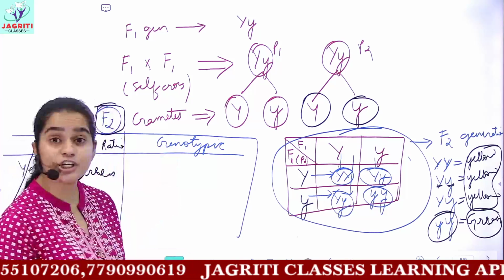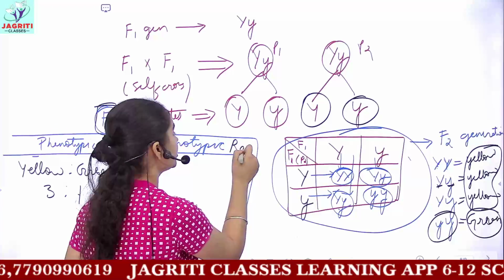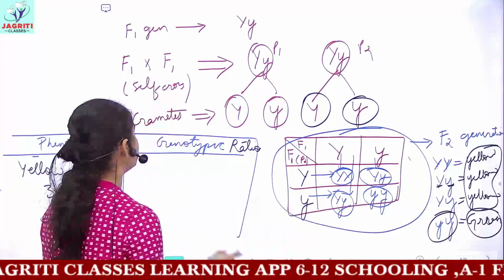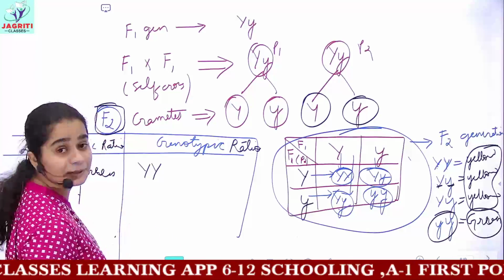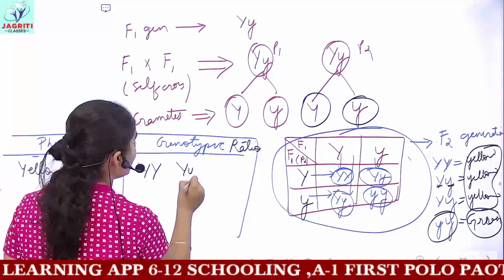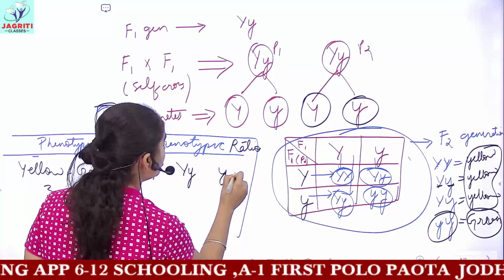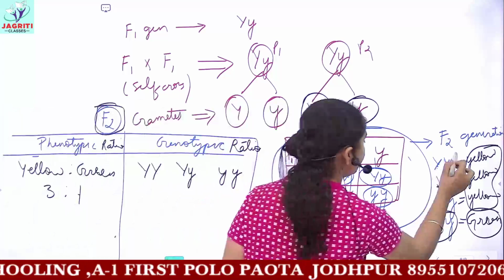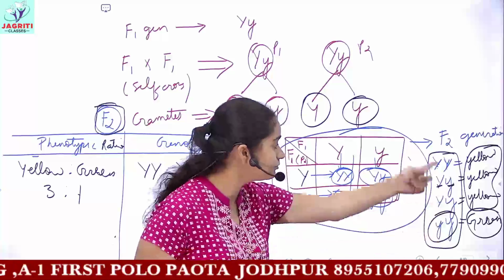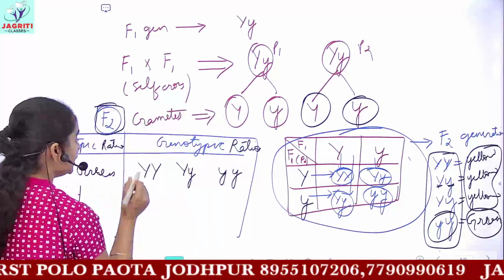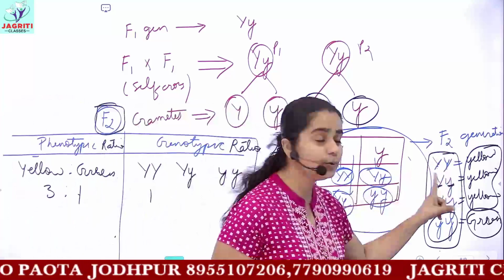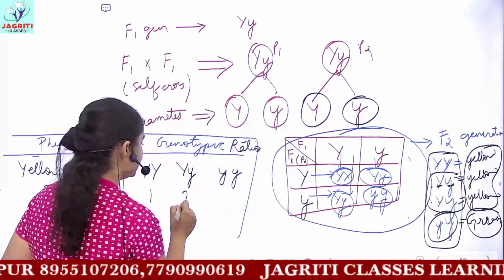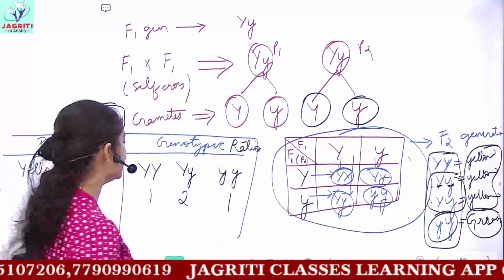And talking about the genotype, genotypic ratio means what? The genetic constitution. So for the genotype, how many different kinds of genotype do you have? You have capital Y, capital Y, then capital Y, small y, and then the next type is small y, small y. So these are the 3 different types of genotypes available for the F2 generation. Capital Y, capital Y is present only 1 time. Capital Y, small y is present 2 times, so you write 2. And small y, small y is present only a single time.